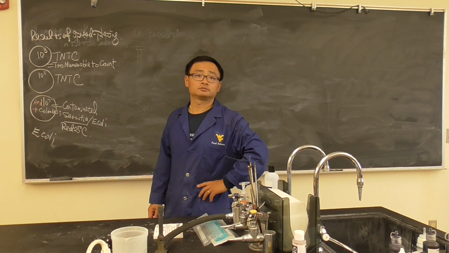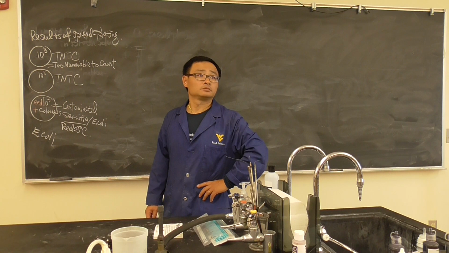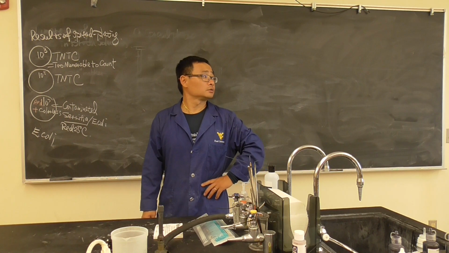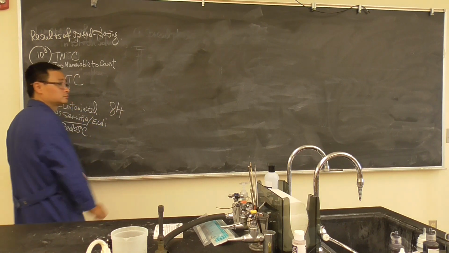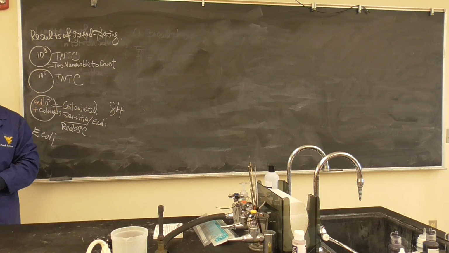Did you count? How many colonies? Yes, 84. Okay, you get 84. That's good. Who else? How many do you have, Clayton? Somewhere around 200. No, you need to tell me the exact number, not around. This is not a guess. How many? Who else?